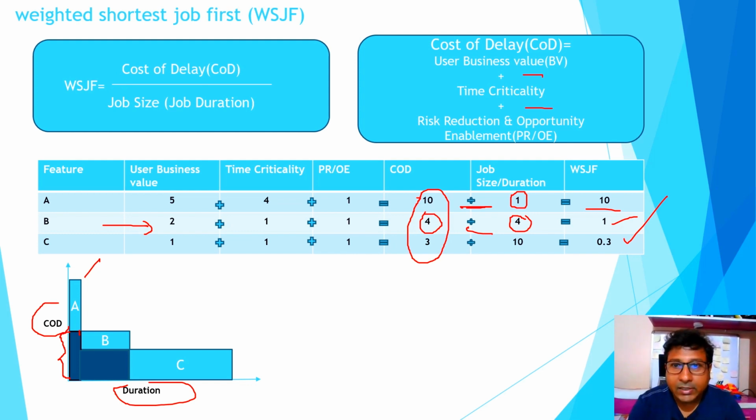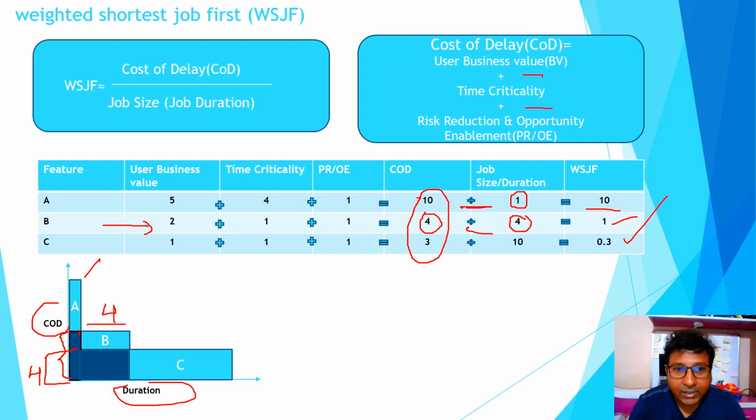And as soon as you deliver A, this cost of delay will no longer be there. Then the next immediate WSJF is basically B. So here for B, the cost of delay is basically this much, 4 cost of delay, isn't it? And you will take 4 days of time to deliver B. And until and unless you are delivering B, this cost of delay is getting incurred.